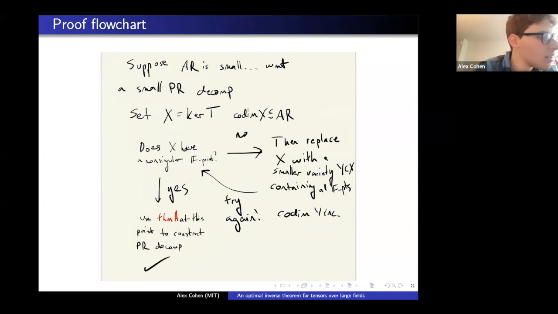Okay, so I want to talk about theorem A, but what I really want is for people to digest the proof outline that I've talked about so far and those main ideas. Okay, but now I'm going to talk about theorem A.